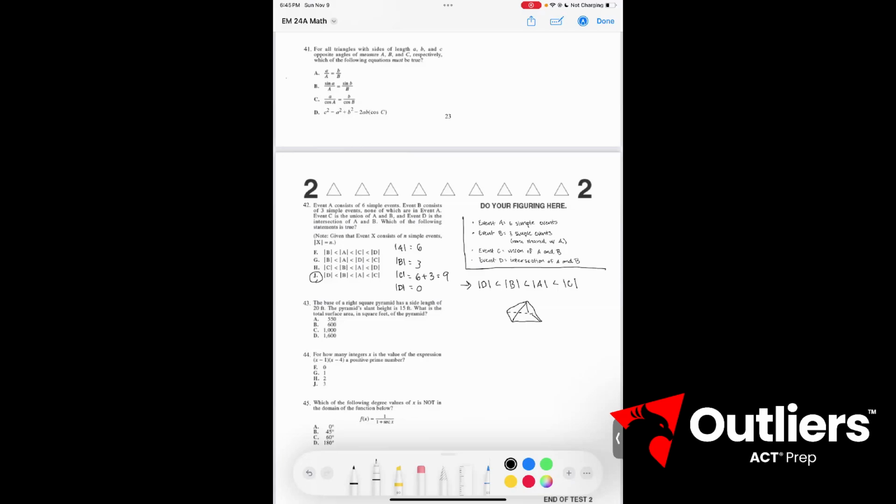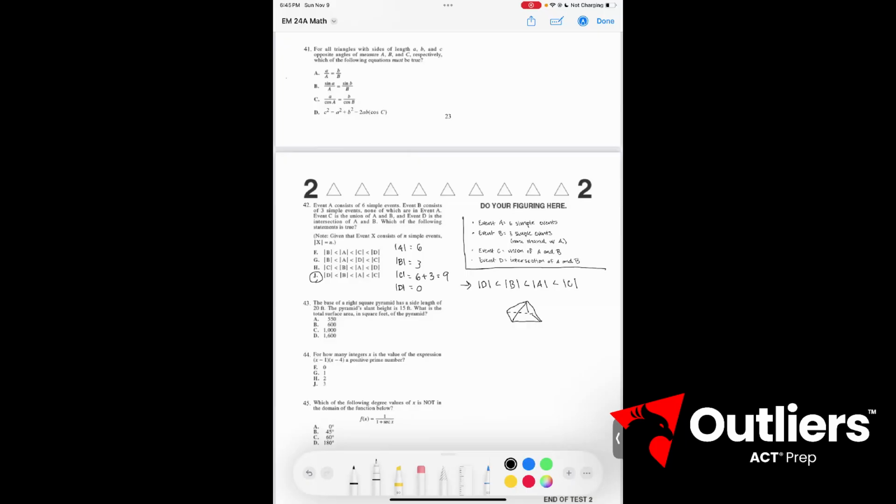Another thing to note is that the union of 2 events is the possible outcomes in event A and the possible outcomes in event B. And then we would combine those because it is the union. So that's what we did here. We had 6 in A, and we combined that with the 3 separate in B.